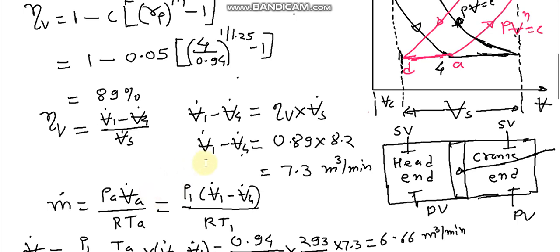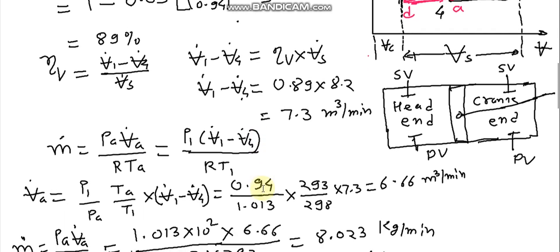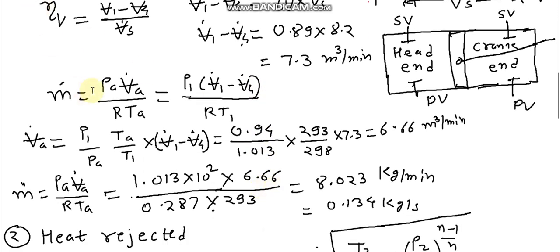So we can use the equation for mass flow rate. The mass flow rate is PA upon RTA. This is for free air condition. This is for suction conditions: P1 (V1 minus V4) upon RT1. From that we can find out V dot A, which is equal to P1 upon PA, TA upon T1, into V1 minus V4. Put the values of P1, TA, T1, and V1 minus V4 is 7.3.